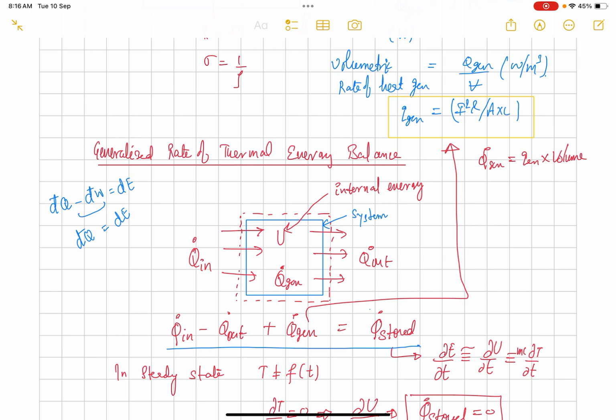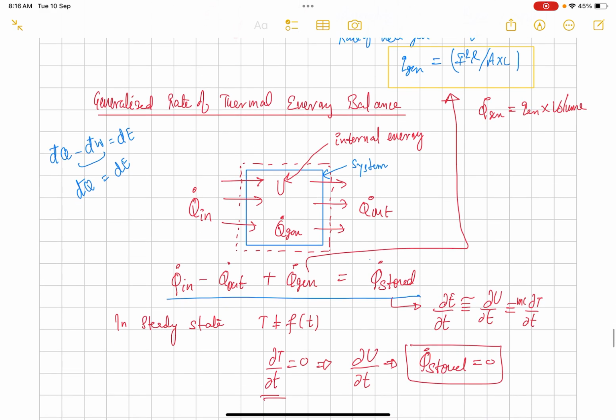So the system has the property of internal energy U. When there is a transfer of heat or thermal energy into the system, represented by the blue box, we can write the energy balance as Q dot in minus Q dot out plus Q generation, which is responsible for the change of the energy of the system. Energy in general, and specifically internal energy, so Q stored is del E by del T. But in most thermal systems, total energy is represented by the internal energy plus macroscopic energies like kinetic and potential energy. Kinetic and potential energy changes are negligible in most thermal systems. So E is approximately internal energy only, and for an incompressible system we can write internal energy change like m c del T by del t.